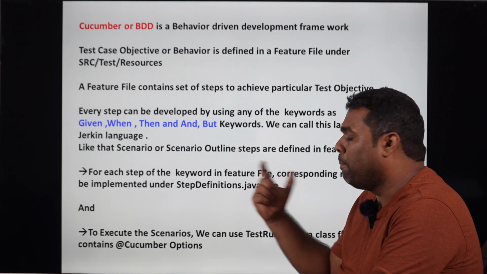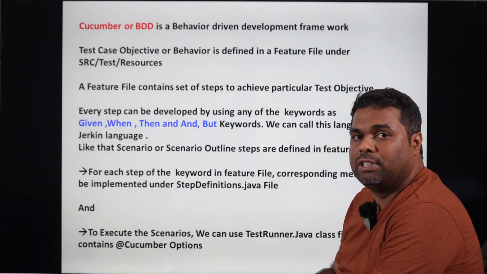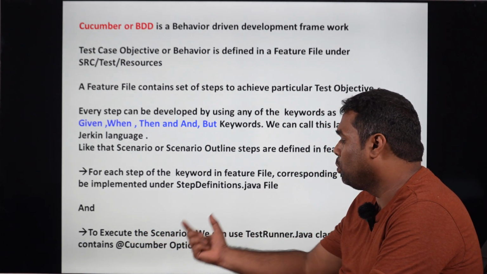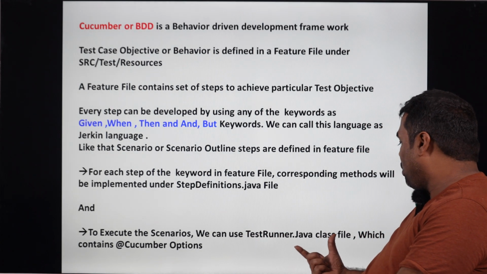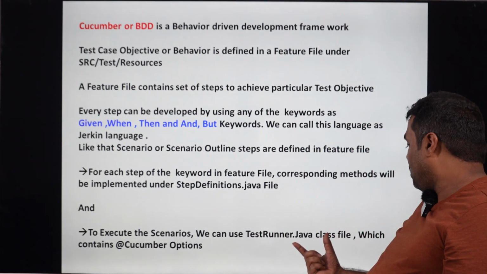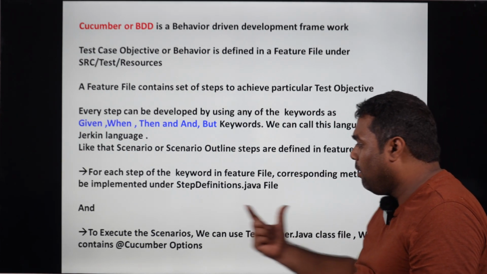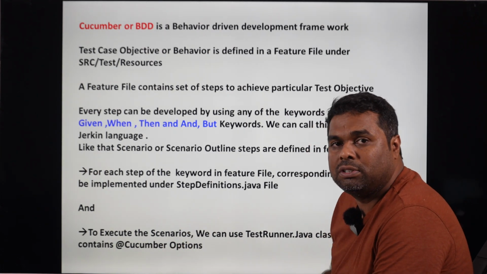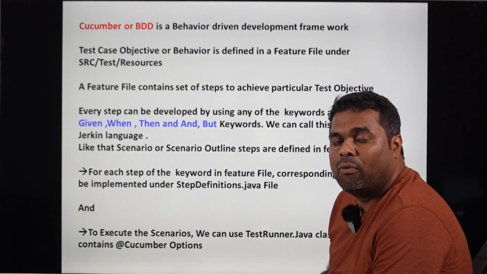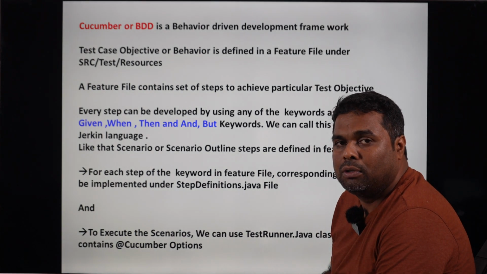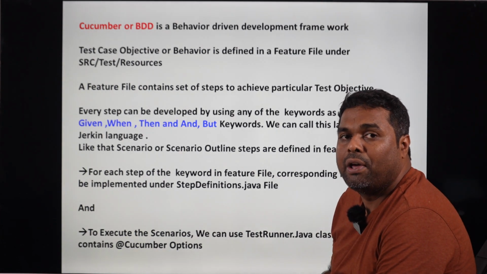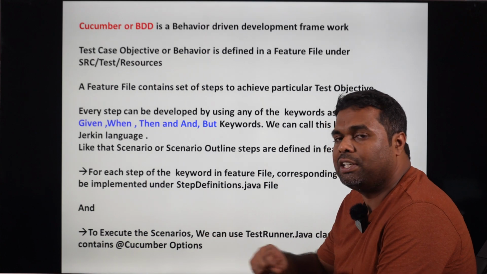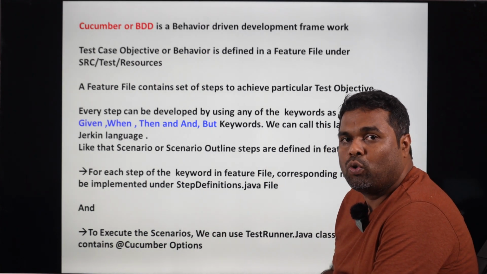Once the keywords are implemented, we want to execute that feature file. To execute the scenarios and feature files, we can use the testrunner.java class file. This testrunner.java class file contains @CucumberOptions. In the @CucumberOptions, we can define which feature files we want to execute. Do we want to execute nationality.feature or skills.feature? Such configuration settings can be defined in the @CucumberOptions.